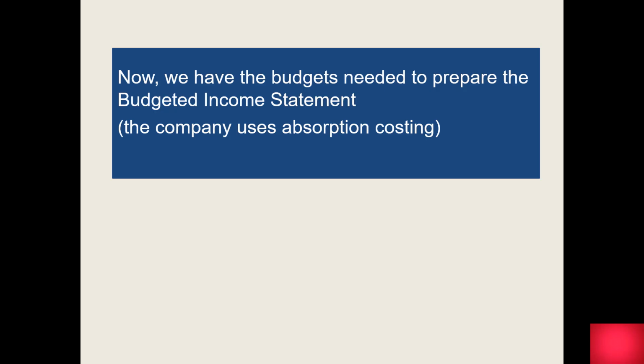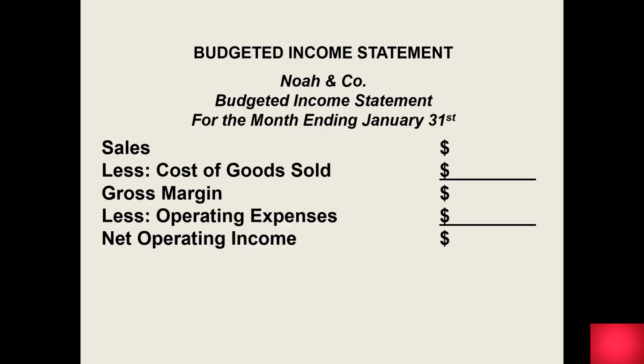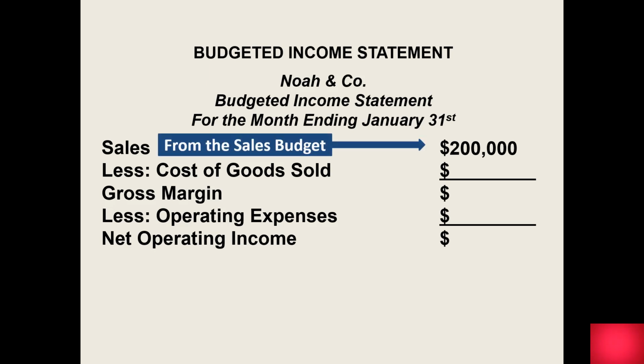Recall that the company does use absorption costing. Therefore, the income statement format is the traditional format. This is where we pull together many of the other budgets. Sales, $200,000. That's from the sales budget. You can refer back to that.